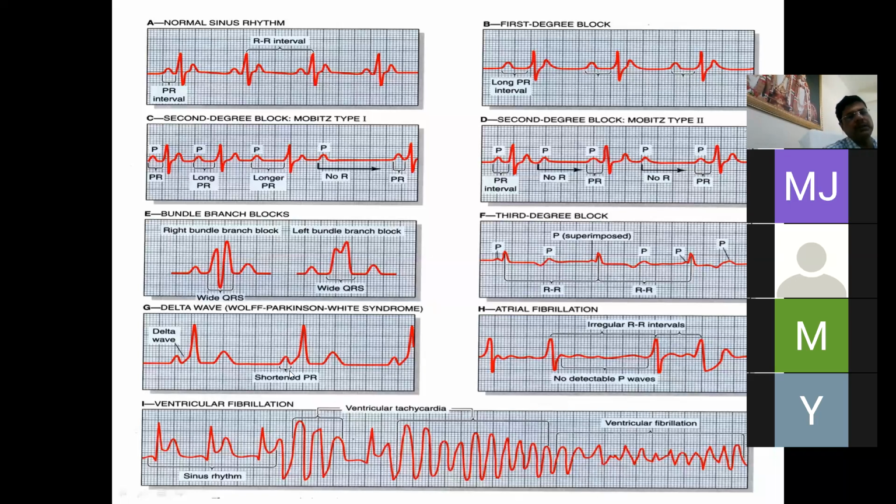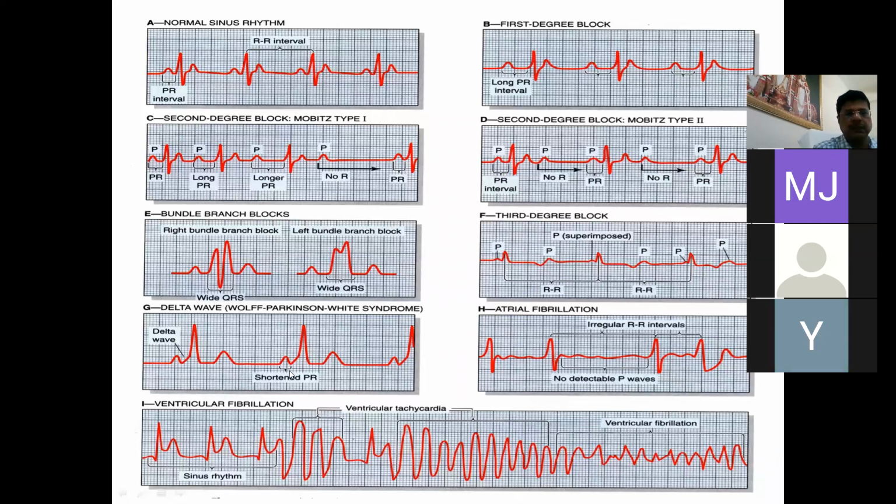I repeat, in WPW syndrome, you have an abnormal connection between the AV node and the ventricles. That connection is called the bundle of Kent. Because the impulse from the AV node is going in both the normal pathway, the bundle of His, and this bundle of Kent, you are having typical abnormalities in the ECG. You'll have a delta wave and you'll have a shortened PR.